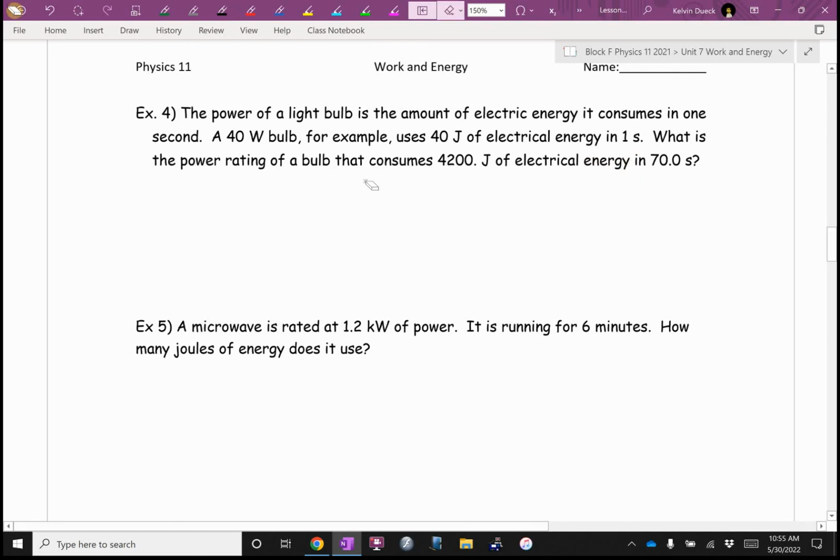What's the power rating of a bulb that consumes 4,200 joules of energy in 70 seconds? Zaina, what's this asking me to find?